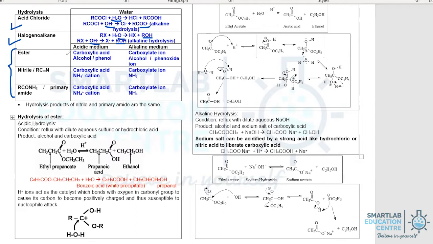When you actually have an acidic medium and an alkaline medium, in the case of ester, you need to take note that in alkaline medium, you will end up with carboxylate ion. And if the alcohol happens to be phenol, then your phenol can neutralize as well to form phenoxide.